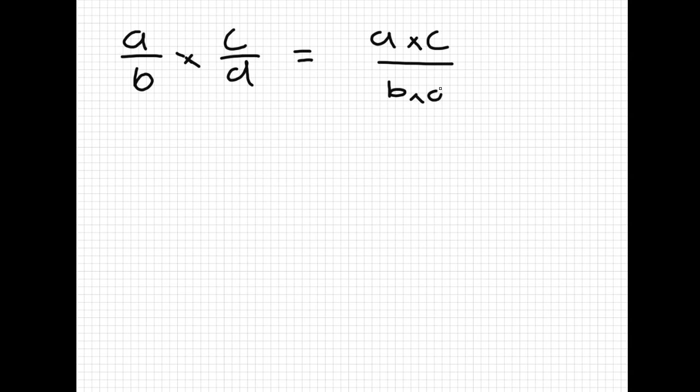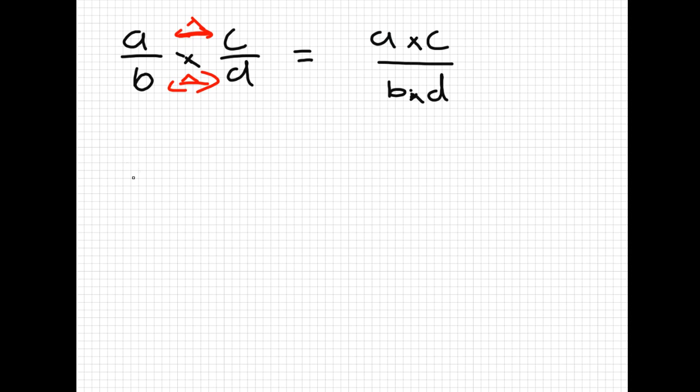And the general rule for that is that if I have fraction a over b, and I times that by fraction c over d, what we get is a times c over b times d. So what we've got from that is just the top numbers multiplied together and the bottom numbers multiplied together.